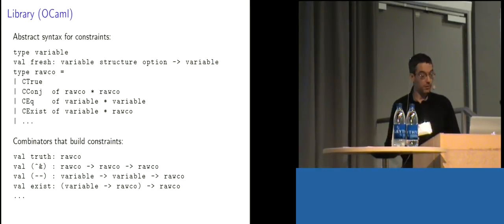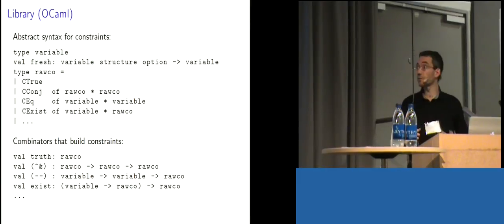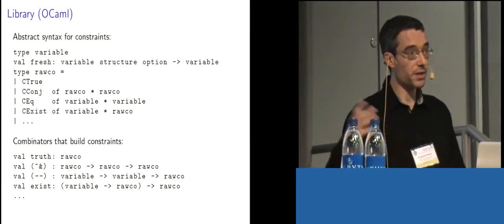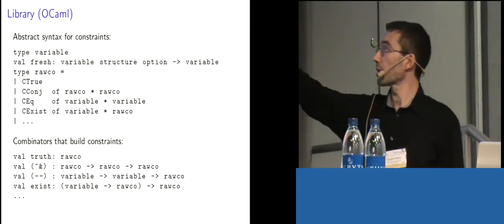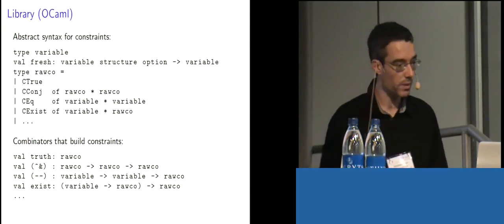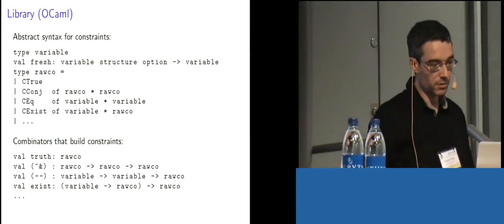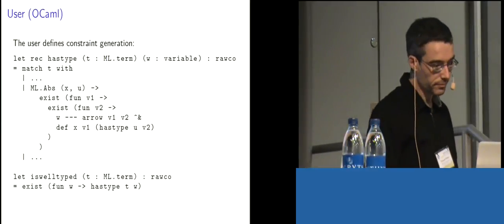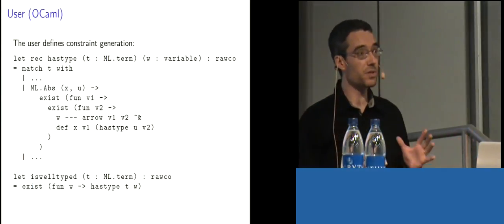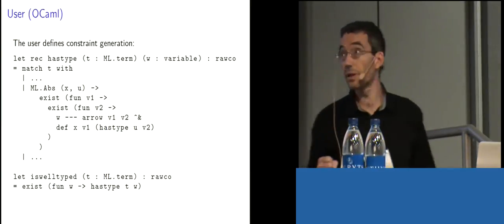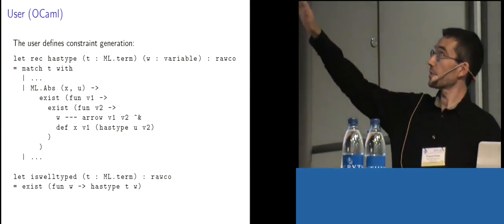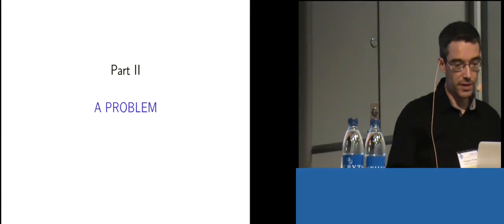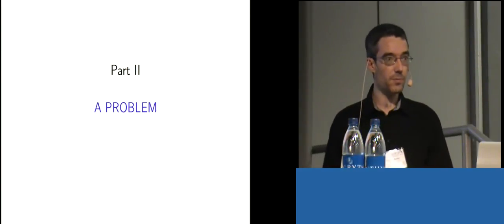In OCaml, if you're an OCaml programmer and you want to think in these terms, you can define a library which defines the abstract syntax of constraints, a function fresh for creating new variables, and you can derive some simple combinators which allow you to build constraints more easily. And in particular, exist combines fresh with an application of the data constructor CExist. This allows you to transliterate the mathematical definition of constraint generation into OCaml code. So maybe that's not obvious, but it's almost exactly the same thing as the mathematical definition. And this allows you then to easily, hopefully easily, do type inference.